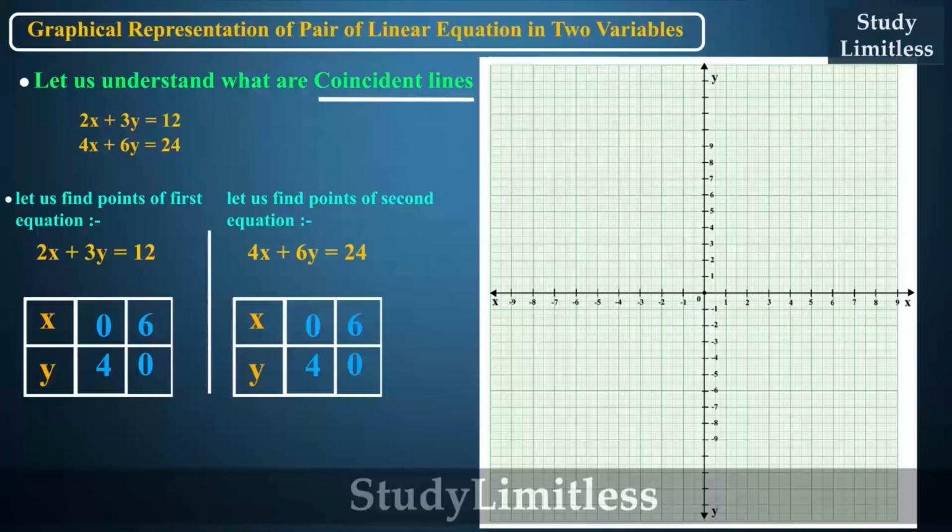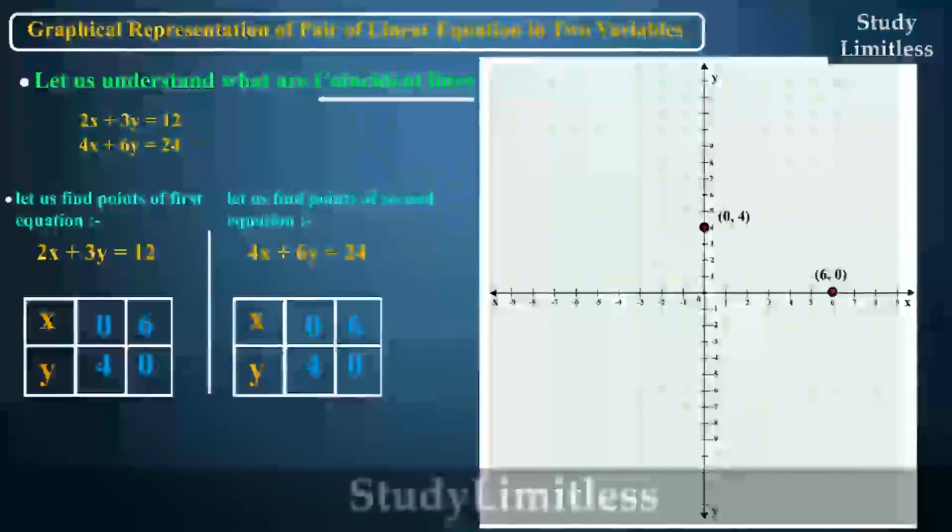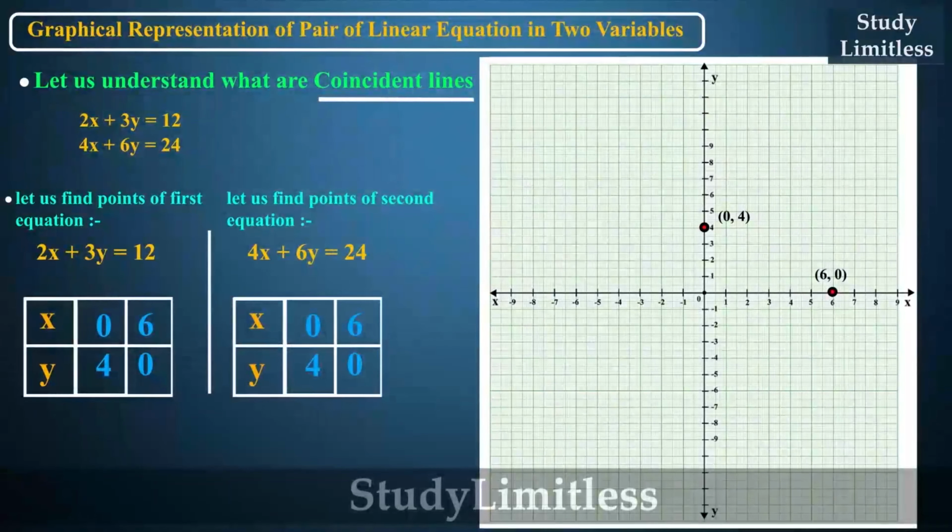Let us plot the first point, that is (0, 4). We can see that in the point (0, 4), the x coordinate is 0. That means this point would lie on the y-axis. Similarly, for the point (6, 0), the y coordinate is 0. That means this point lies on the positive x-axis. Let us join the points (0, 4) and (6, 0) and draw the line.